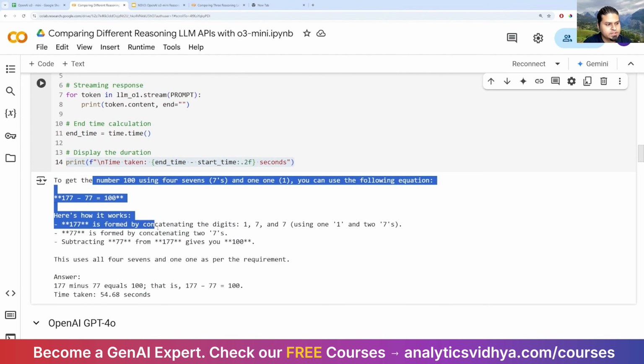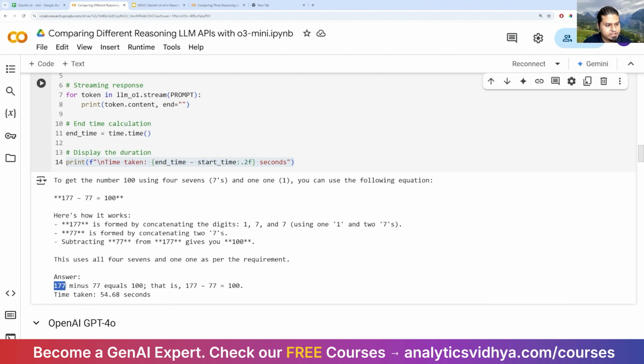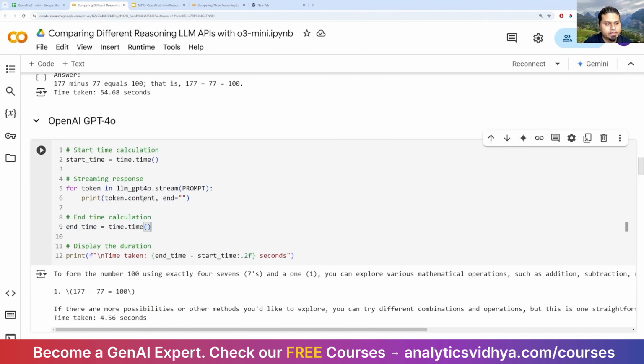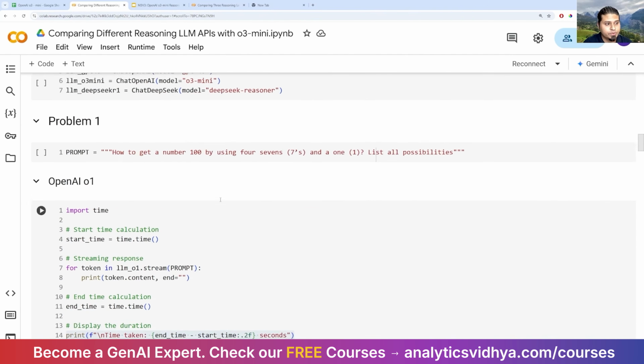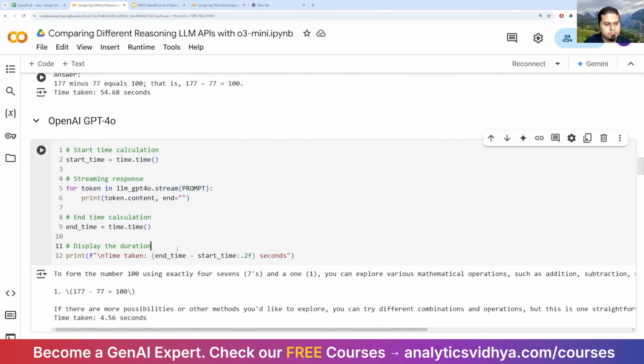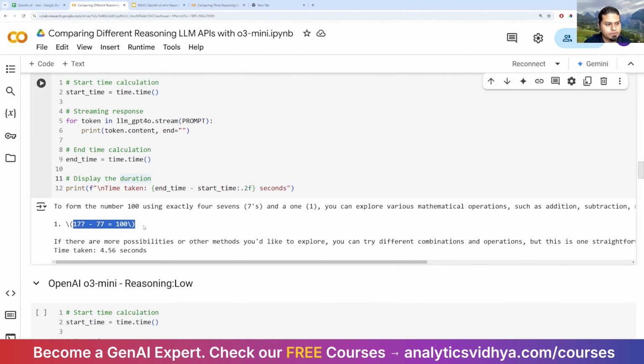As you can see, it gives us the response here that 177 minus 77 equals 100. So that is the solution it tells us, and it took roughly close to 1 minute. And then with GPT-4o, exact same code. The only difference is we are sending the prompt to the GPT-4o model, which we initialized earlier. Everything else in the code remains the same. And this is the response from GPT-4o, 177 minus 77 equals 100. And it took only 5 seconds, which is pretty nice.